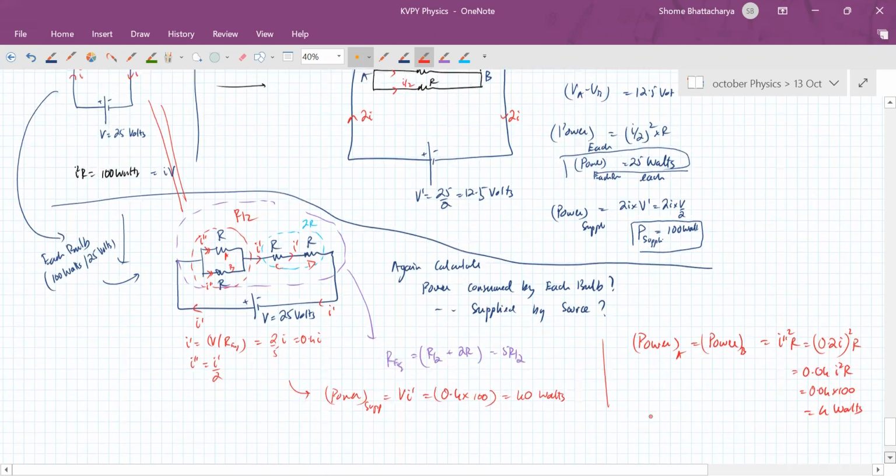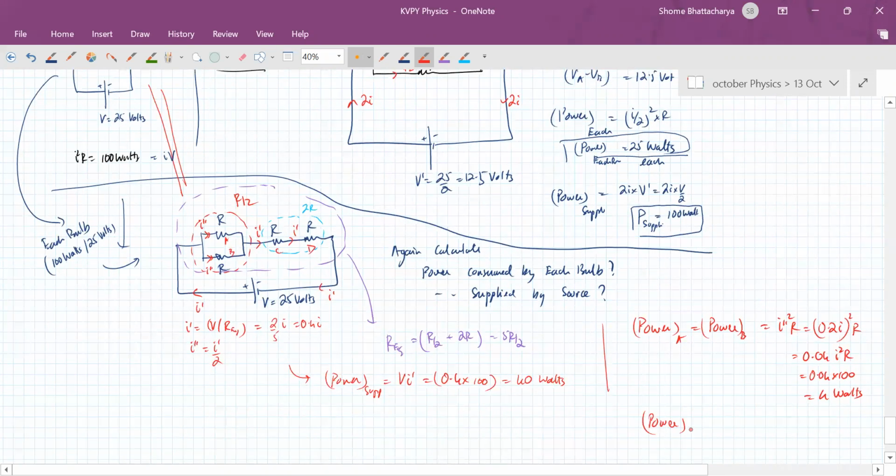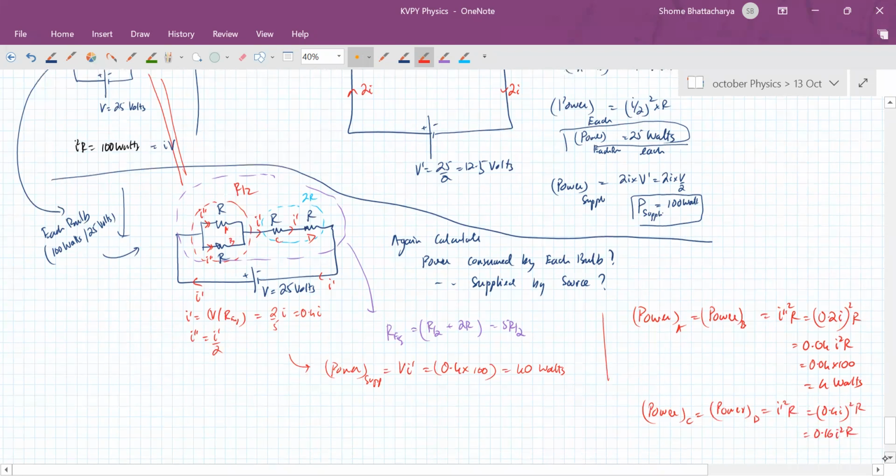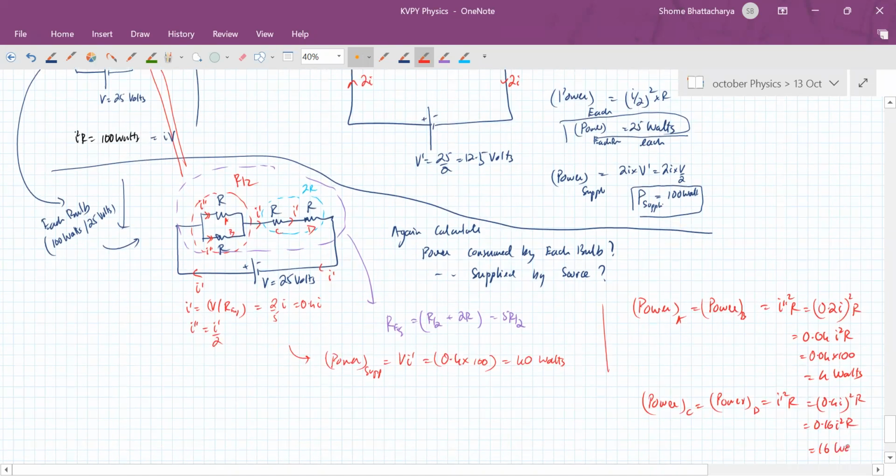And the power consumed by C is equal to the power consumed by D. And that's equal to I prime square times R. So that is 0.4 I square times R, so that is 0.16 I square R. So that is 16 watts each. So now you can see that 2 of these are consuming 16 each, so 32, and 2 of these are 4 each, so that's 8. So 32 plus 8, 40 watts, it's accounted for, the total power supplied.